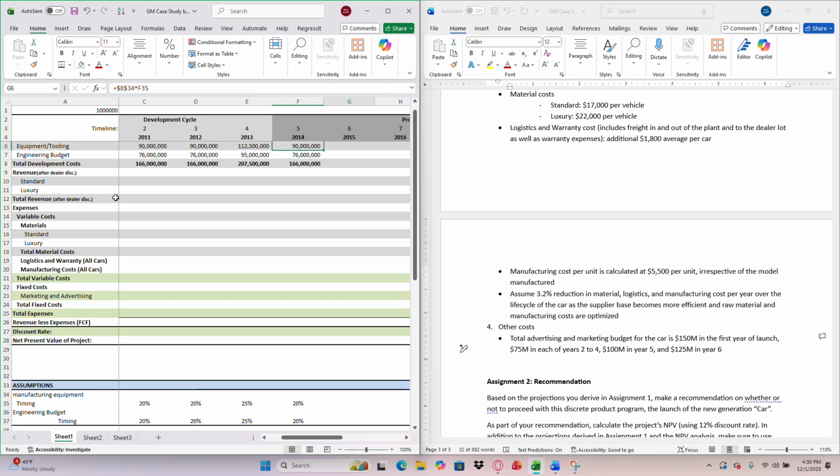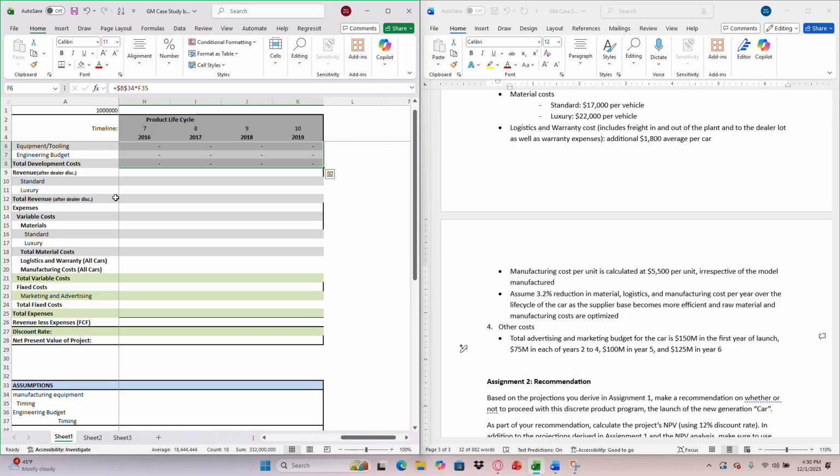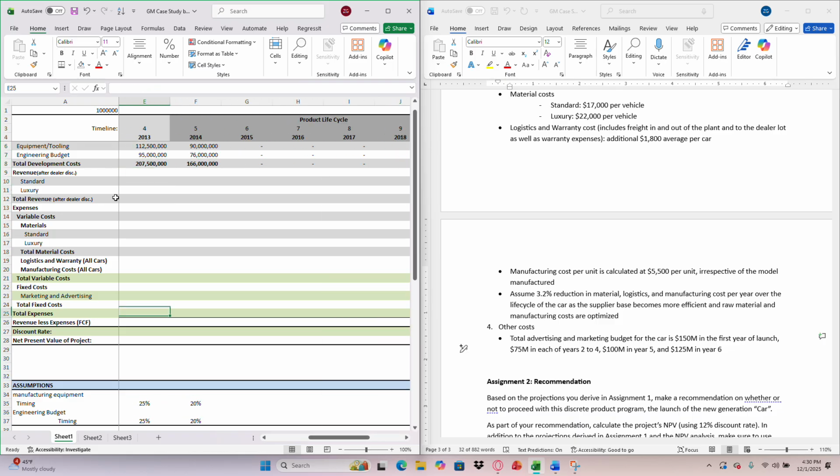And notice we actually should be bringing this over. We need to be bringing all of this over at once. Even though it's 0, it's fine. It just looks better that way.